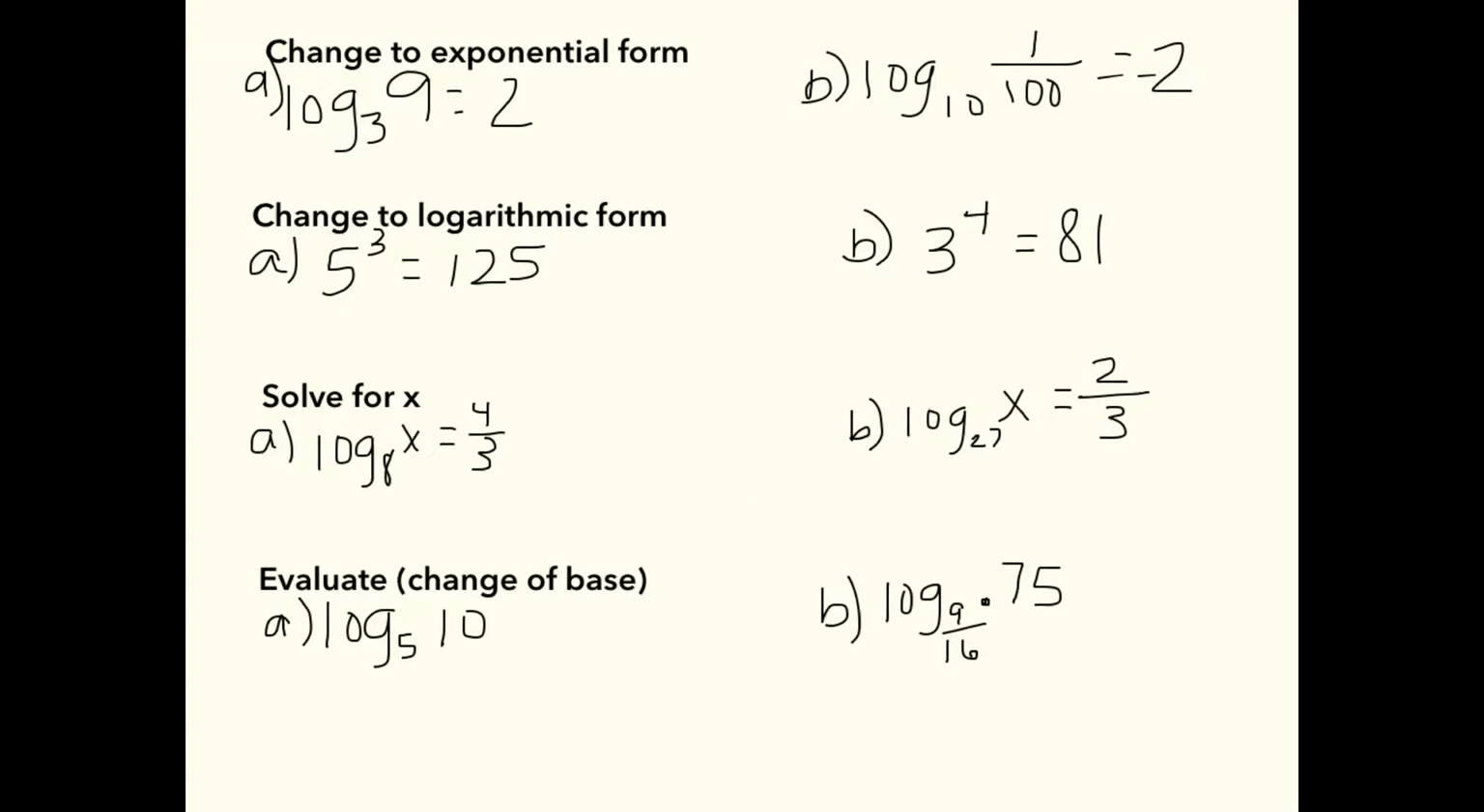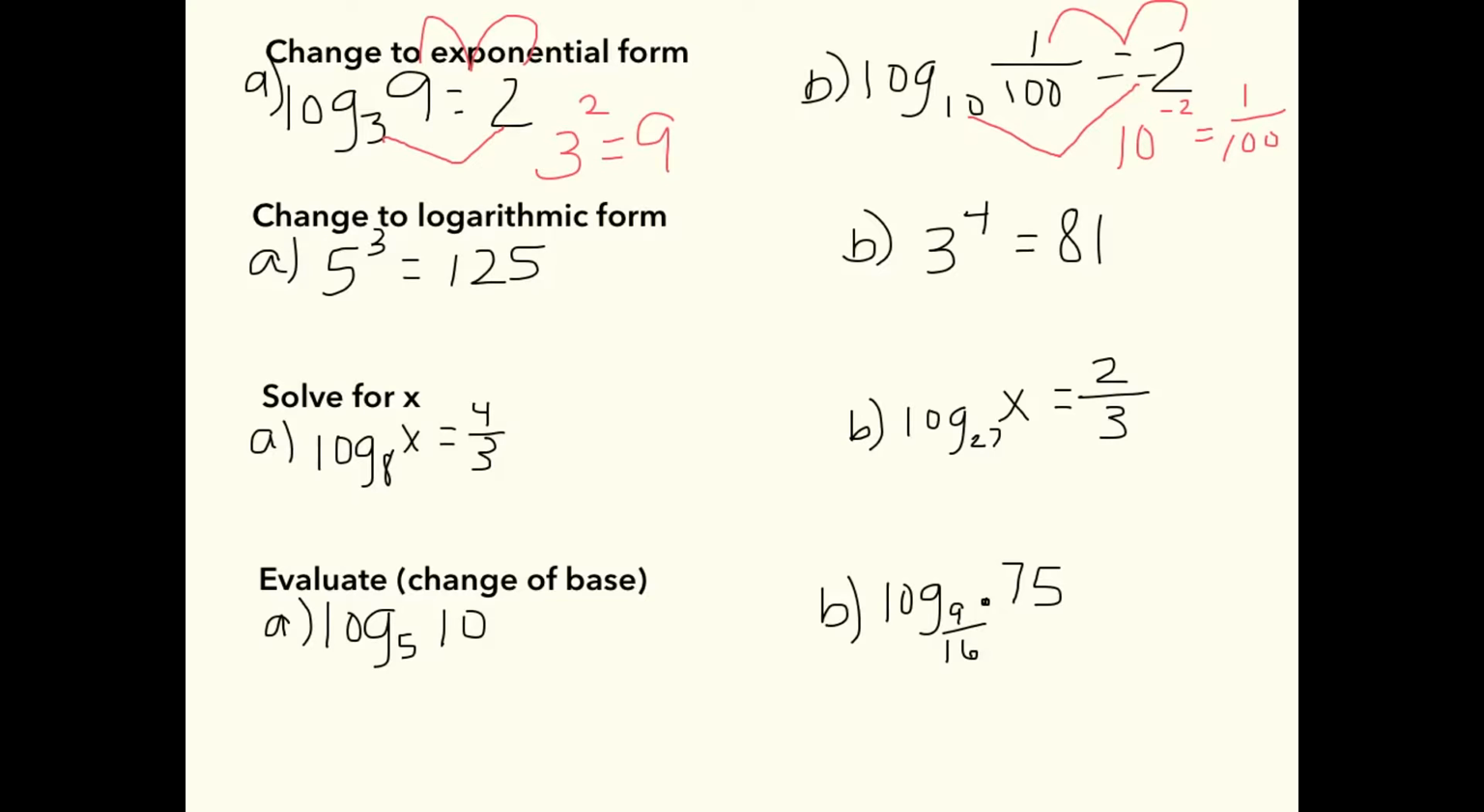So let's keep practicing that here. My b, my base, to this power of 2 equals 9. So 3 to the power of 2 equals 9, which it does. 3 squared is 9. Here, start at your base. 10 to the power of negative 2 equals 1 over 100. Again, which you could check in your calculator that it does.